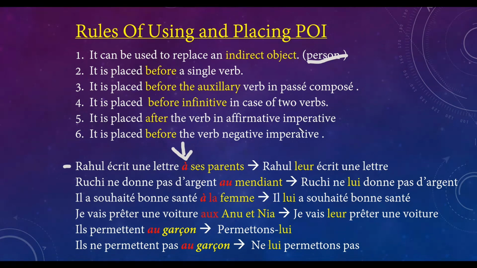That is positive. You place lui after the verb and you connect it using a hyphen. It is placed before the verb in the negative imperative. In negative, you will place lui before permettons: ne lui permettons pas. Alright, I hope this much is clear to you. We have discussed the rules and we have discussed some examples.